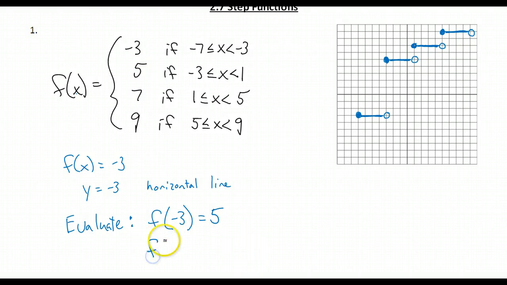If I want to evaluate when x is 1.5, I'm going to go in the x direction, 1.5. And my output would be here. So my output when x is 1.5, my output is 7. Which makes sense. If I go into this interval, 1.5 fits between 1 and 5, so my output would be 7.